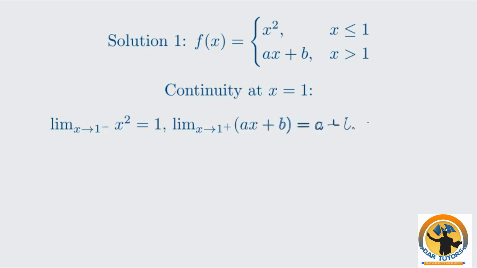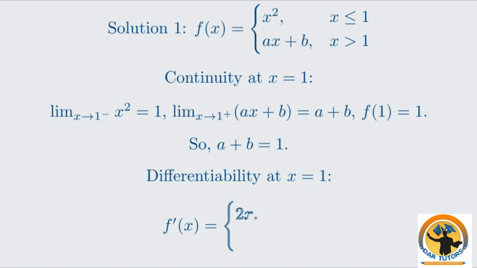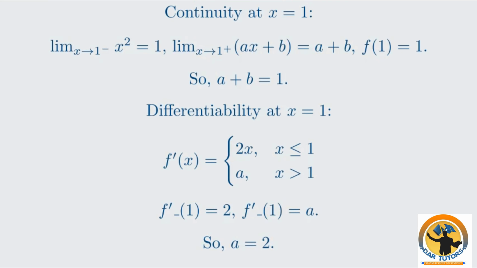For question 1, we need to find a and b to make the function differentiable at x equals 1. First, for continuity, the left-hand limit, right-hand limit, and function value must be equal. This gives us the equation a plus b equals 1. Next, for differentiability, the left-hand and right-hand derivatives must be equal. The derivative of x squared is 2x, and the derivative of ax plus b is a.